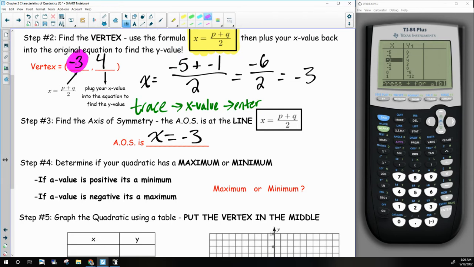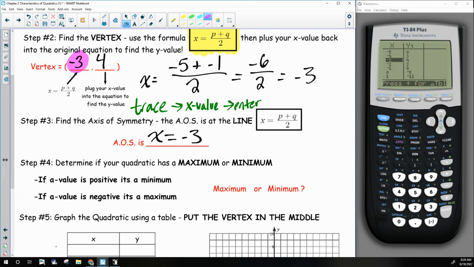The first number of your vertex for every problem, no matter what form it's in, that first number in the vertex is always the axis of symmetry. Okay? So if you find the vertex, the axis of symmetry should be a freebie. It's the same as the x value every time. Okay? So we got vertex, we got axis of symmetry.